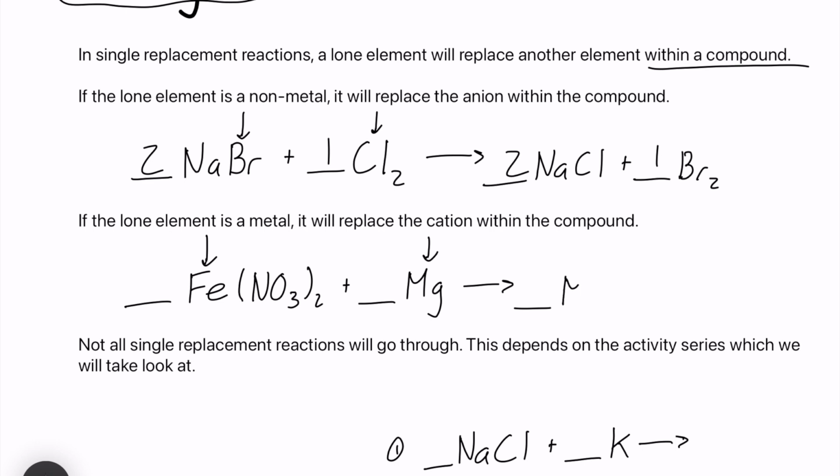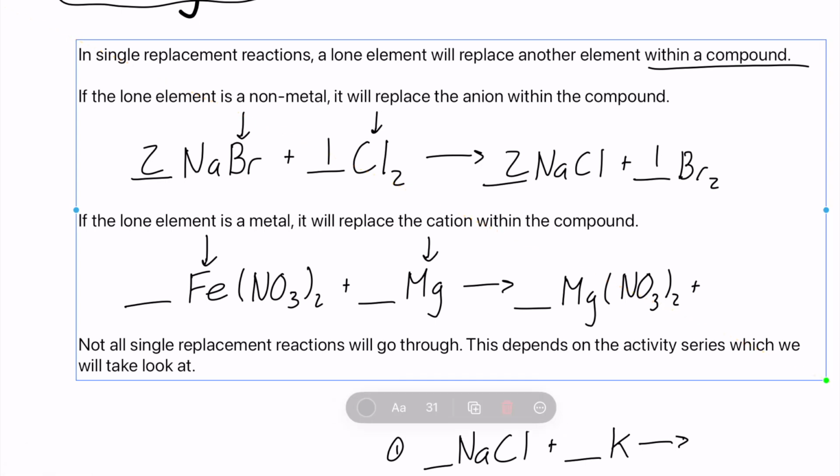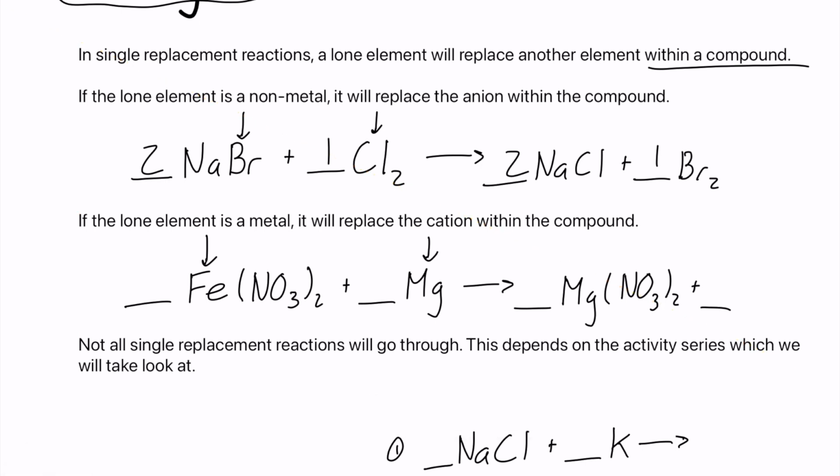Magnesium kicks iron 2 out, which results in magnesium nitrate, and then since iron 2 was kicked out of its compound, it's now going to be that lone element on our product side. So let's write out iron as our lone product, and we can go ahead and balance this. Let's try a 1 in front of iron 2 nitrate, 1 in front of iron, then a 1 in front of magnesium nitrate, and finally a 1 in front of magnesium, and that looks pretty good to me.